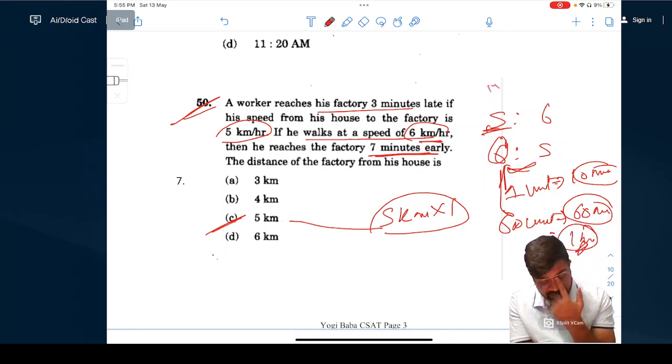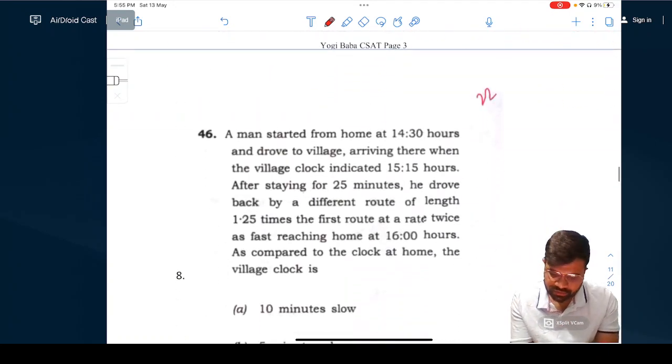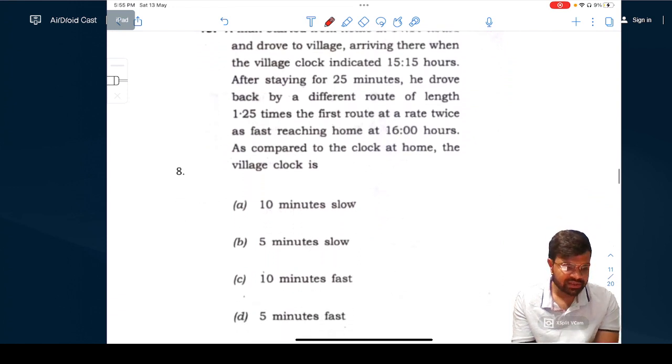Very simple thing. Why am I doing it fast? Because I want you to gear up your speeds also, no? Because we are at this time.